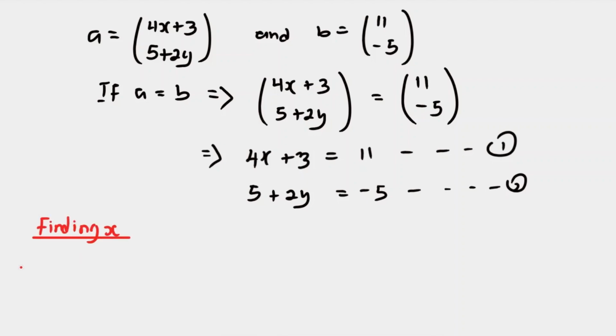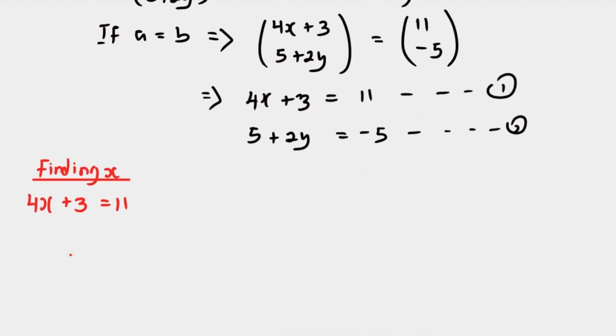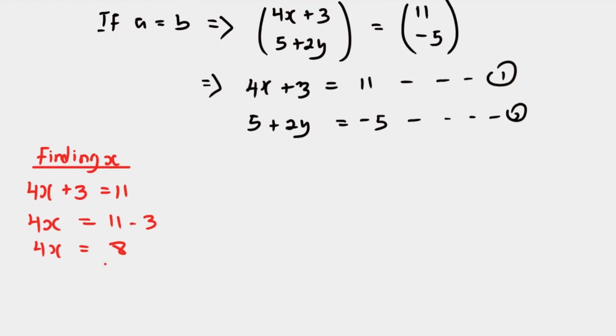The equation is 4x plus 3 equals 11. This is a simple equation. To find the value of x, you have to subtract 3 from both sides. So you're going to get 11 minus 3 here. We have 4x equal to 11 minus 3, which is 8. You can just divide here by 4, and here 8 by 4. Now x is equal to 2. 8 divided by 4 is 2.